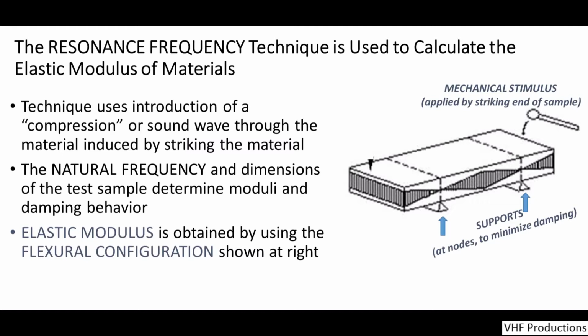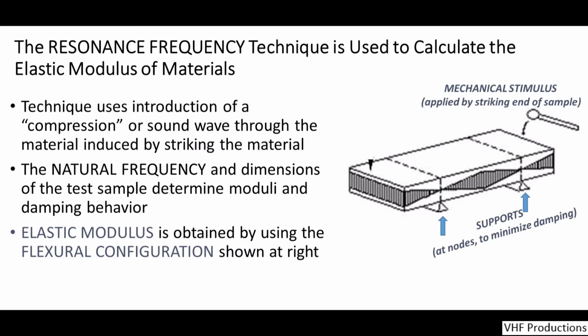Let's talk a little bit about the actual experiment of the resonant frequency technique. We're going to use it to calculate the elastic modulus of the materials. The technique uses a plank or board of the material, supported by 2 parallel wires or supports separated across the length of the planks. The drawing here shows the way in which the vibration is going to be set up inside the plank when struck at one end in the middle of the width.